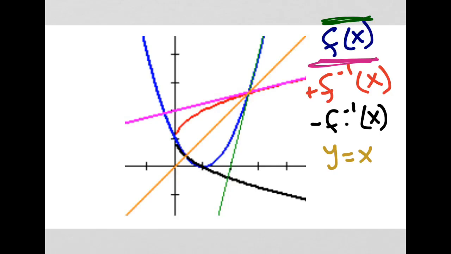So, some things to point out again. Notice that the point of tangency there is the intersection point where all 4 of these lines meet. So this point right here.